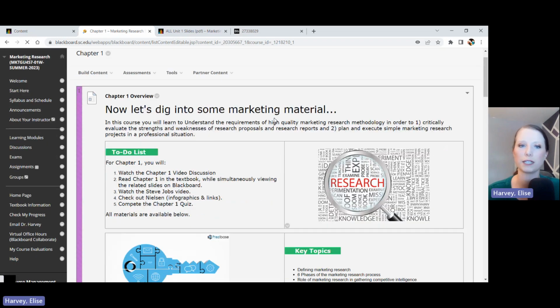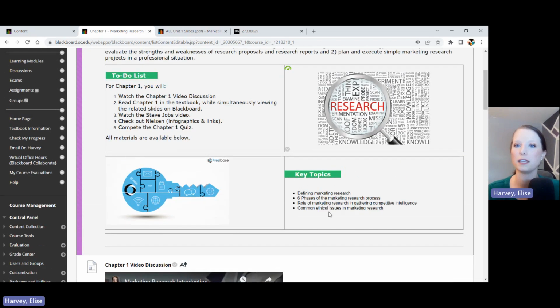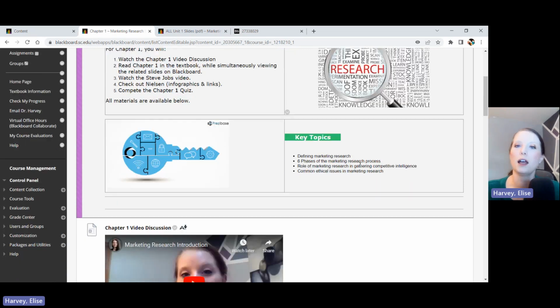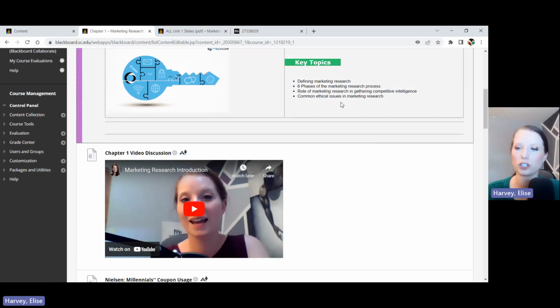So let's just go into chapter 1 for an example. So in each chapter, you will see that we have a key topic section. Okay, so that is the best place to go to really focus your studying. So if it says defining marketing research here, I would definitely know what is the definition of marketing research. It says here, 6 phases of the marketing research process. Make sure you know what the phases are and what order they belong in. Know what the role of marketing research is in competitive intelligence, and know the common ethical issues in marketing research.